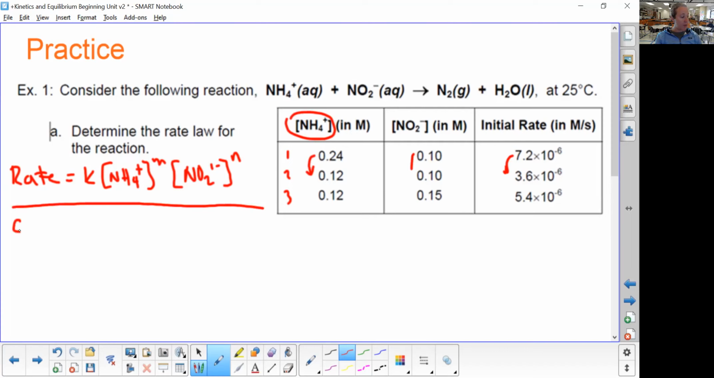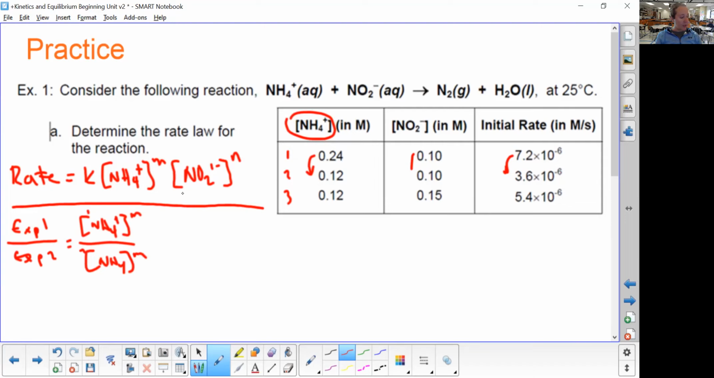I'm going to do experiment 1 to 2. I'm going to put the higher one on top. Last one I did 2 to 1, doesn't matter. You can get it either way. It's just usually easier if you put the higher concentration on the top. So experiment 1 rate to experiment 2 rate is going to be the change in concentration of the ammonium ions. We're looking to find this M, but so this is for the first one over the change in concentration for the second one, so some power.